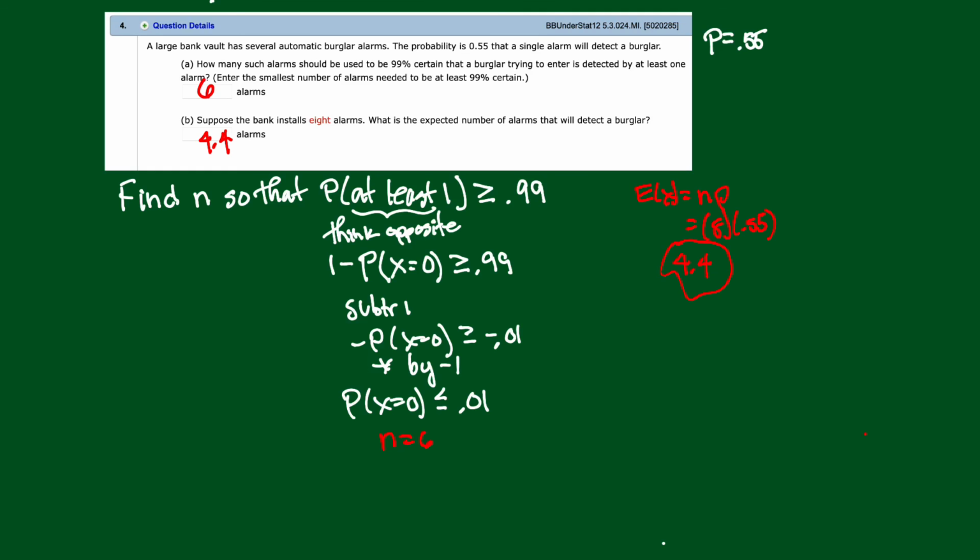But let's just talk about that for a minute, because certainly if one bank does this, they can't get 4.4 alarms detecting a burglar. But suppose that there were lots and lots of banks doing this, and they all install 8 alarms. Now, some banks would get 3 alarms, some 2, some none, some 1, some 10, or some 8. On the average, we would expect 4.4 alarms to go off.